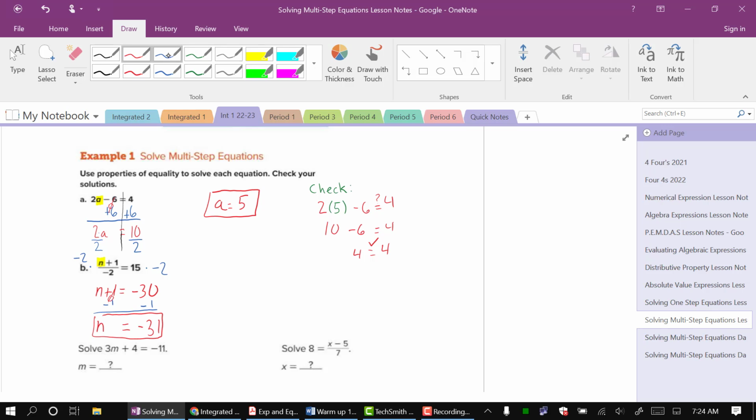Again, I can check this to make sure I solved this out correctly. So for the check, I go negative 31 plus 1 divided by negative 2 and want to know, will that give me 15? Well, negative 31 plus 1 more is negative 30 over negative 2. Negative divided by negative is a positive. 30 divided by 2 is 15. So it checks out.